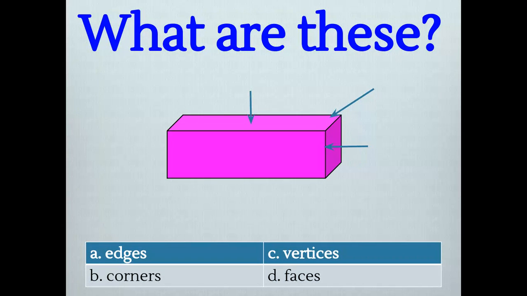What are these? A, edges, B, corners, C, vertices, or D, faces. If you said A, edges, then you are correct. Good job.